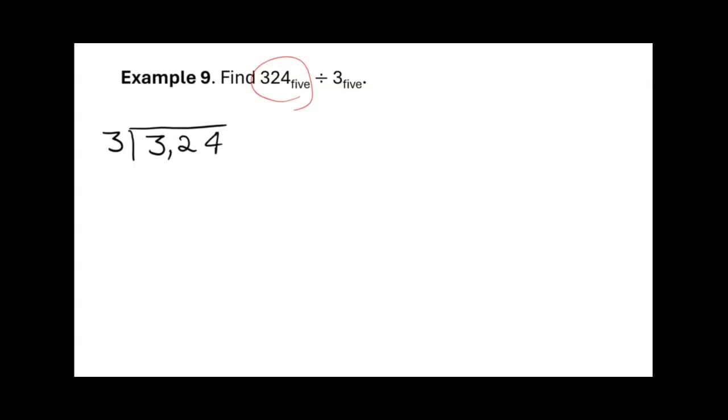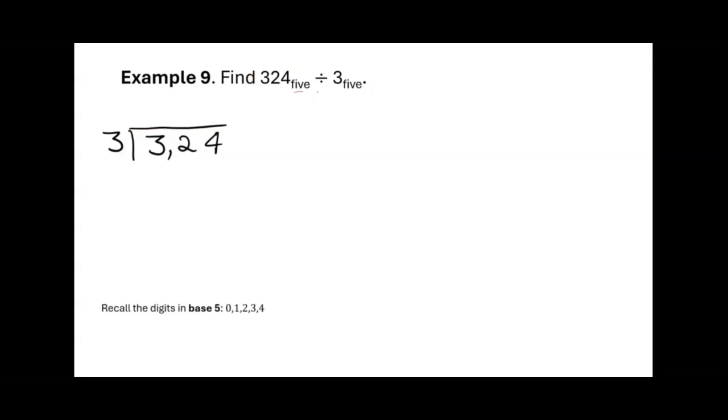We call this number the dividend, and this is the divisor. So I'm going to divide 324 by 3. I could also read it as: how many times does 3 in base 5 fit into 324 in base 5? I set it up already. Usually the dividend goes inside the division symbol, and the divisor goes outside.